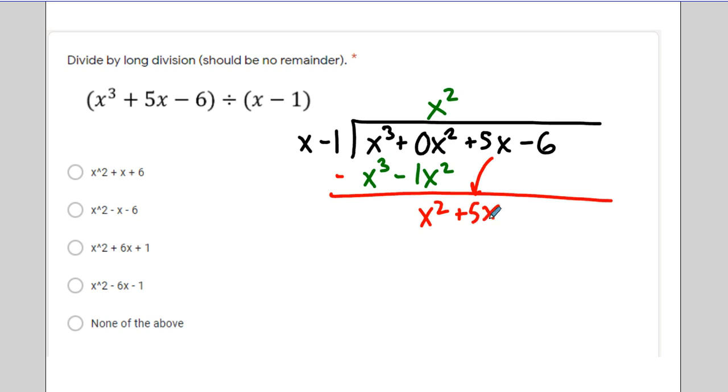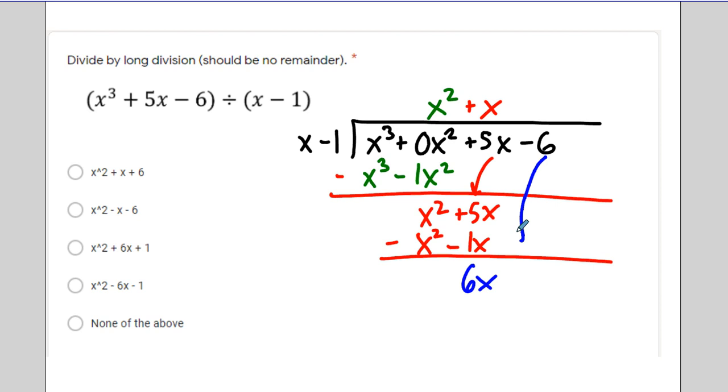Now what do I need to multiply x by to get to x squared? I need an x. I multiply it. x squared, x times minus 1 is minus 1x, and then I subtract. x squared minus x squared, 0. That one always should be, because you chose it to cancel these out. 5 minus a negative 1 is 6x. Bring down this. What do I need to multiply x by to get to 6x? I need a 6. 6x minus 6, and my remainder is 0.